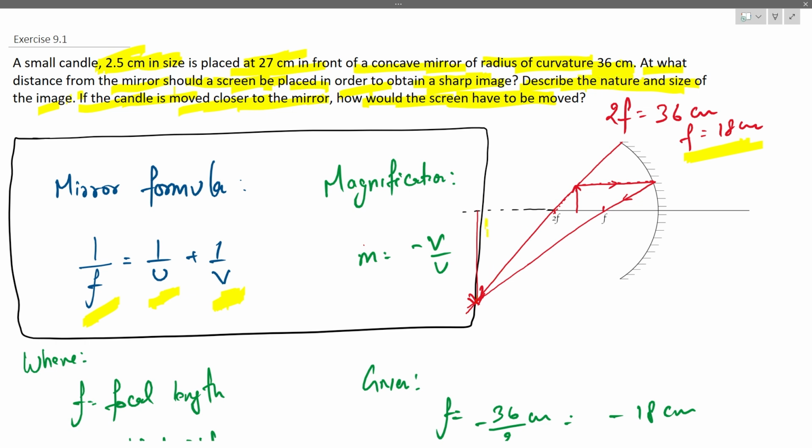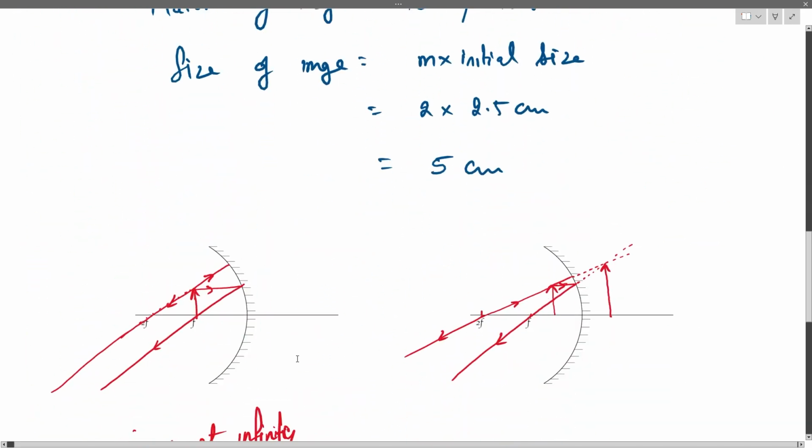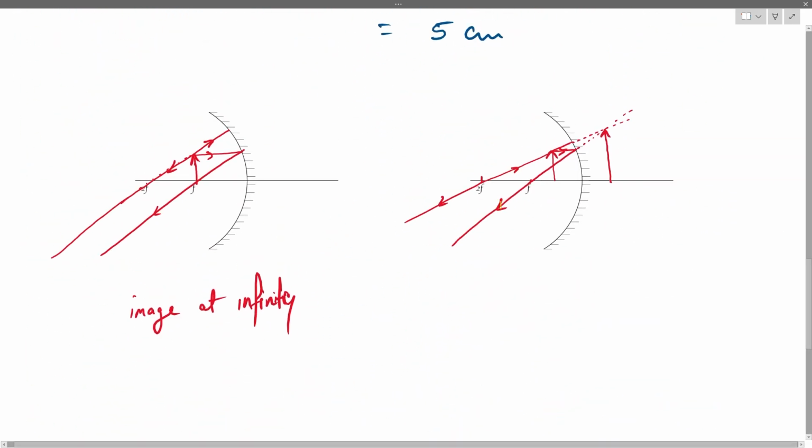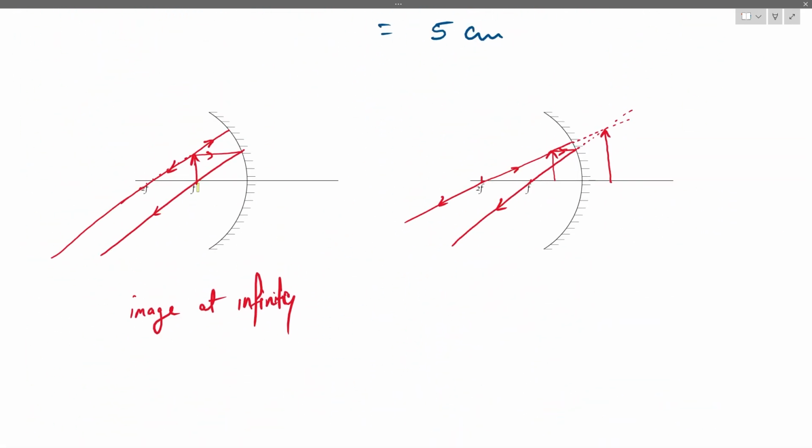And now we have to find out, if the candle is moved closer to the mirror, how would the screen have to be moved? That is, if this candle is approaching f and also approaching the pole, then how would the position of the image move? So let us make the diagram over here. At first, we assume that the candle has been placed at the focus. We see that these two rays have become parallel, so the image will be forming at infinity.